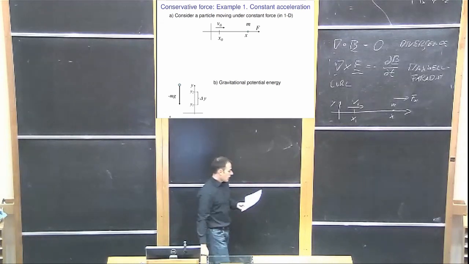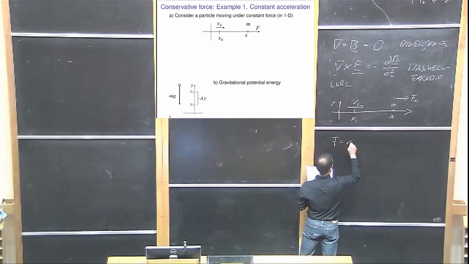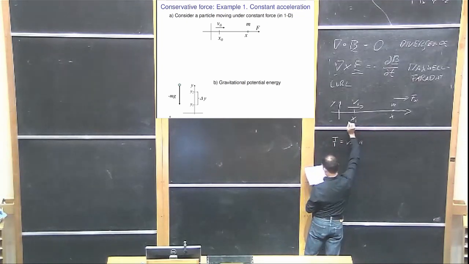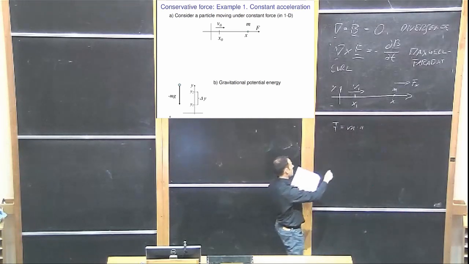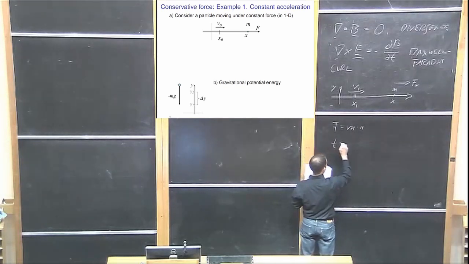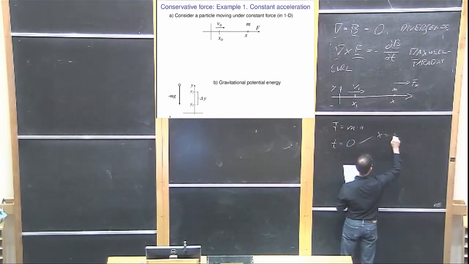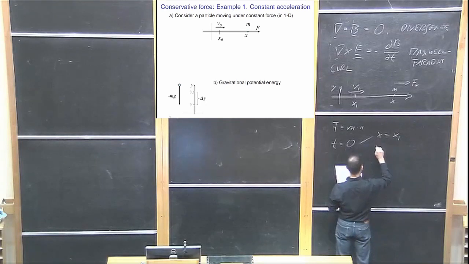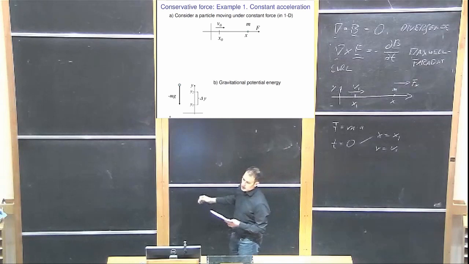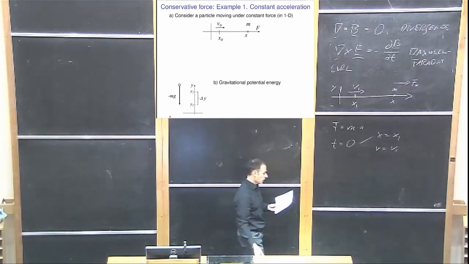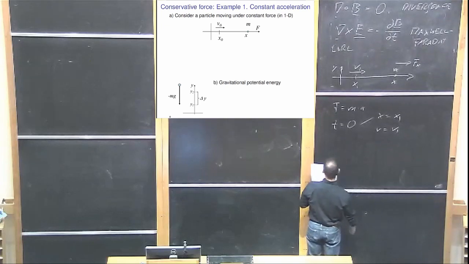Now, our force in this case, Newton 2, F equals m times a, and we define and set it just out that at t equals 0, we have x equals x1 and v equals v1. That's not just our boundary conditions, which we've defined.